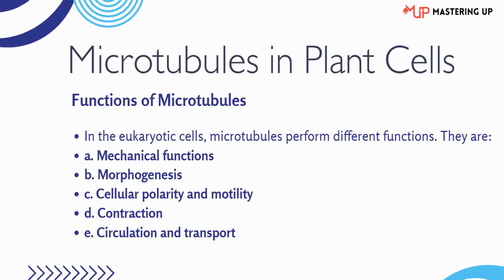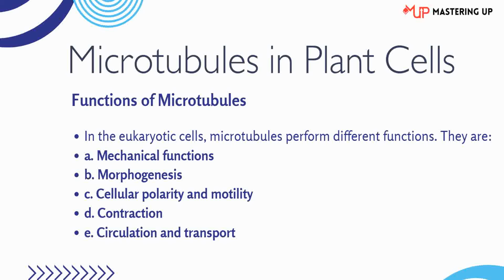The third one is cellular polarity and motility. The intrinsic polarity of some cells is also determined by microtubules. Similarly, the directional gliding of the cultured cells is also dependent on it. The fourth is contraction. They help in contraction of the spindle. It aids in the movements of chromosomes and centrioles. They also help in ciliary and flagellar motion.